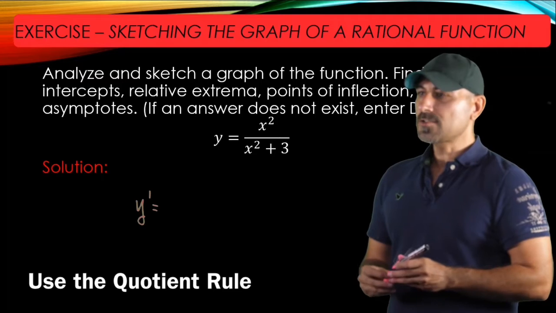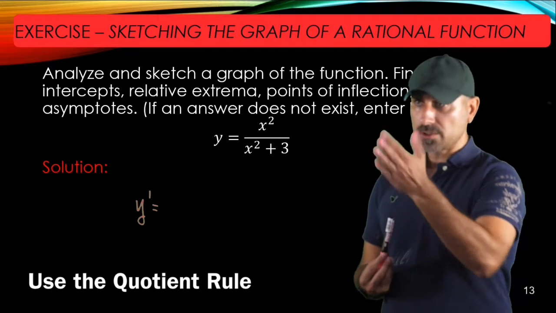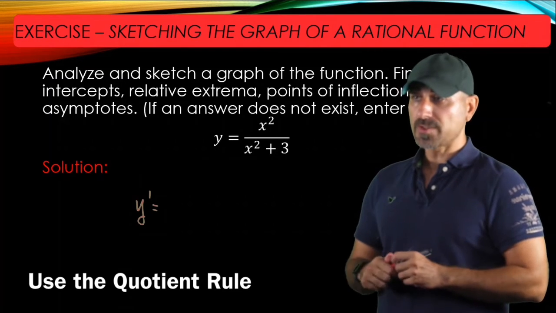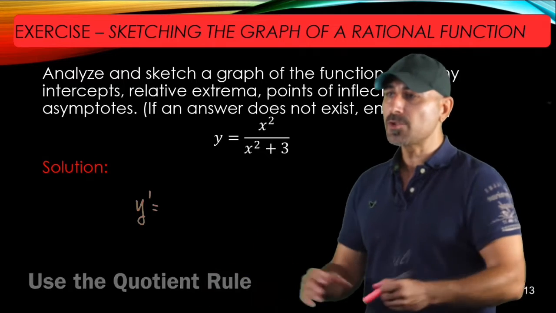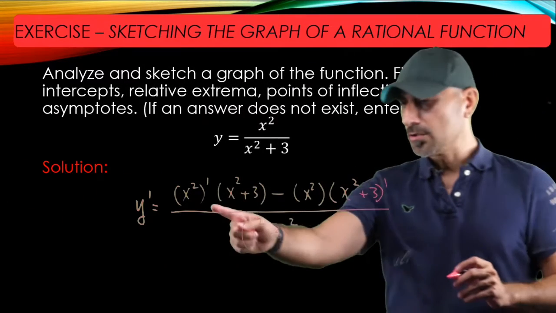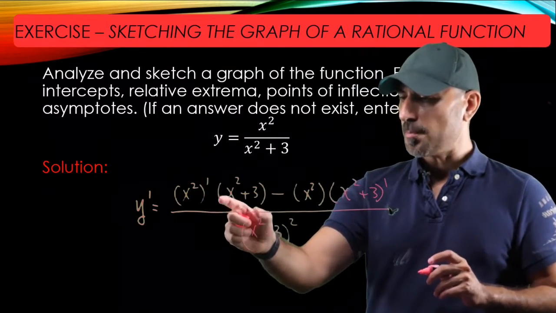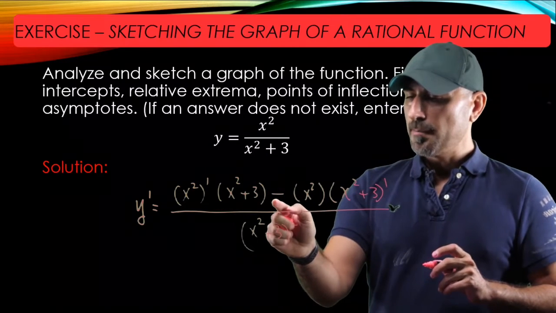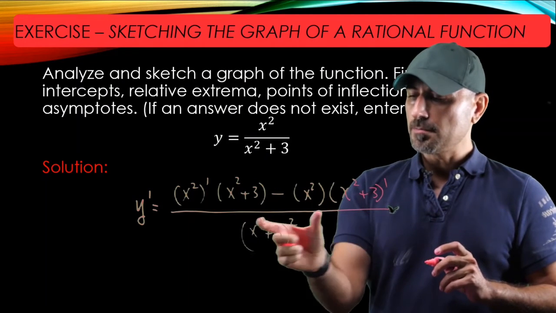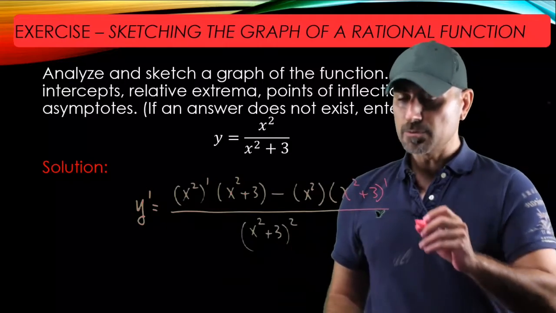Well, here we go. Let's look at y prime. We have a quotient, x squared over x squared plus 3. Why don't we go ahead and use the quotient rule? Here's the application of the quotient rule. You have the prime of the top times bottom, minus top times the prime of the bottom, all divided by bottom squared. There we go.